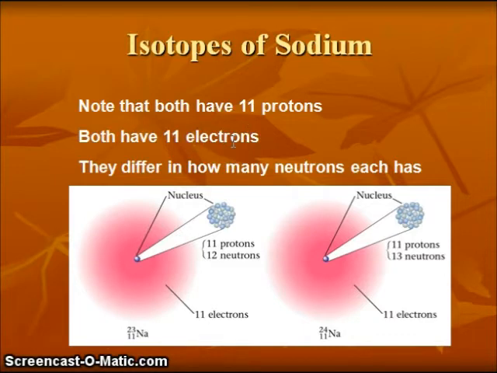It is possible for isotopes to become ionized, but as we consider isotopes here, we want to just assume that we're dealing with a neutral atom. Where they're going to be different is in the number of neutrons found in the nucleus of each isotope.